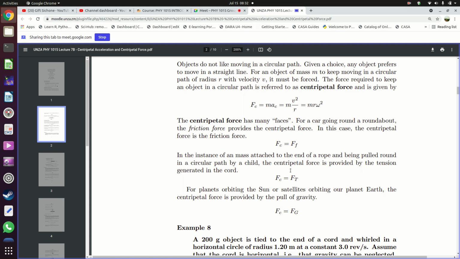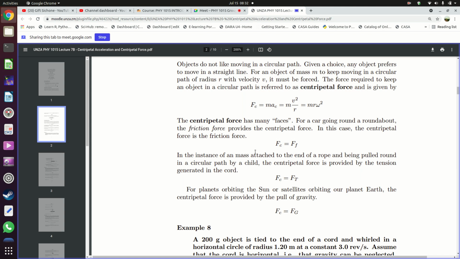Are we clear? Any question? The centripetal force is the tension which is in the rope.